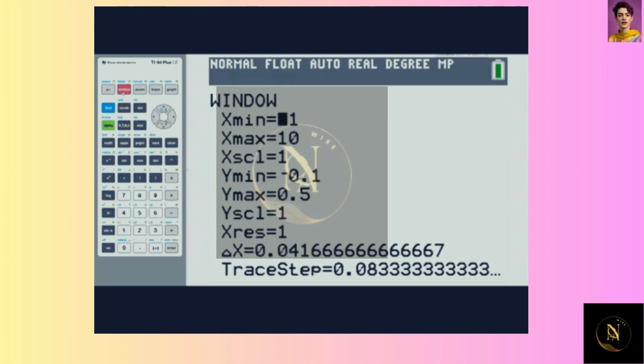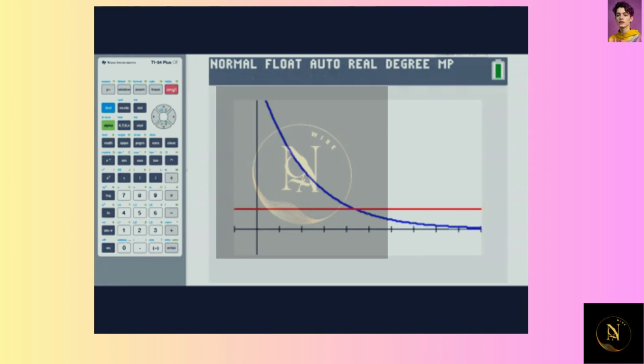So for a window, I have chosen to go from x equals -1 to 10, and from y equals -0.1 to 0.5. And those numbers can be different. You just fiddle around until you find something that shows you a good view of your graph. So the exponential decay equation shows us the blood alcohol concentration level in blue, and in red we see the 0.08 level, and we want to find the point of intersection of those two.